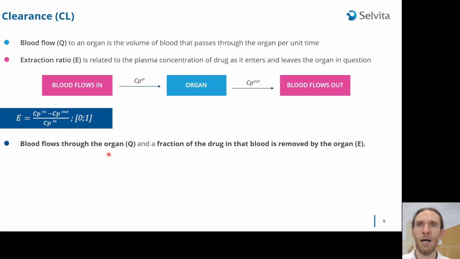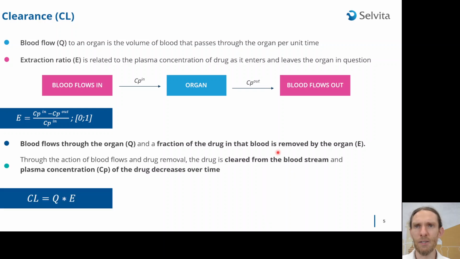Summarizing, blood flows through the organ and a fraction of the drug in that blood is removed by the organ. Through the action of the blood flow and the drug removal, the drug is cleared from the bloodstream. That's the name, clearance, and the plasma concentration of the drug is decreasing over time. So the clearance will equal blood flow times the extraction ratio.